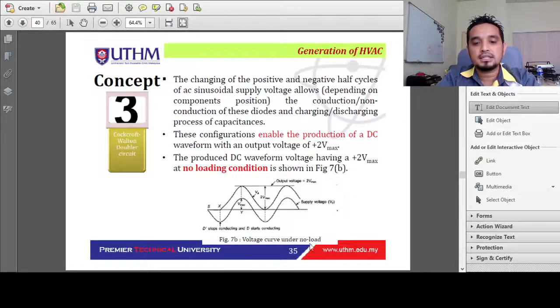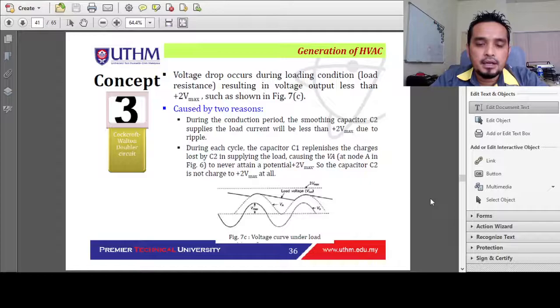This is the voltage curve under no load conditions. Combined with the load, it will be slightly different. Now let's see the voltage drop during the no load conditions. The resulting voltage should be slightly less than 2 Vmax. We expect 2 Vmax, but, as with a full rectifier circuit, we will have a slightly lower than Vmax or Vpeak. So at no load, we will have this output voltage VDC.